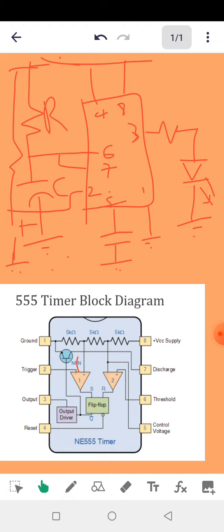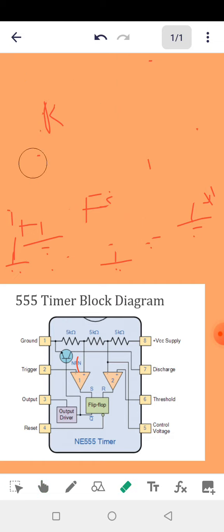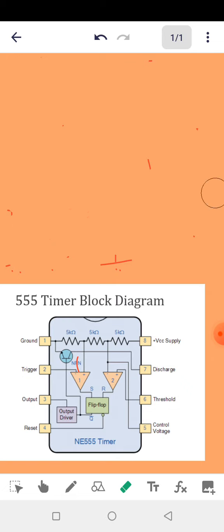How do we calculate that time for a monostable? To calculate that time for a monostable, we are going to do something as simple as this. The time period is 1.1 times RC.